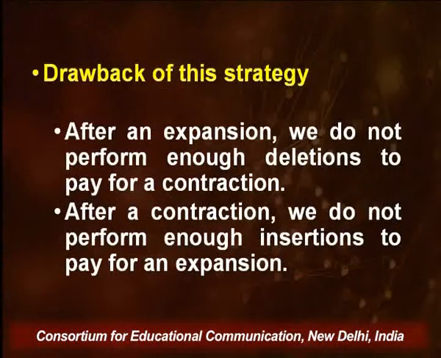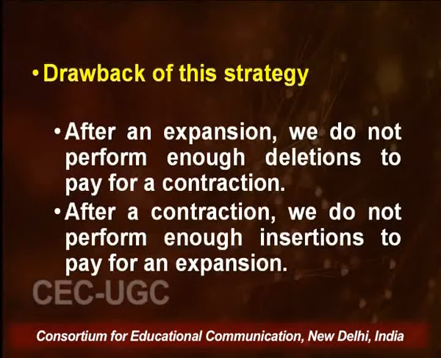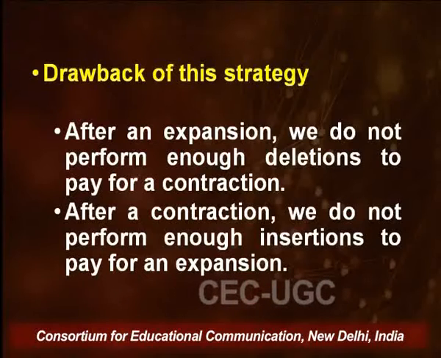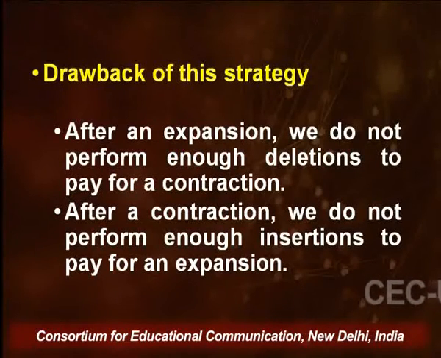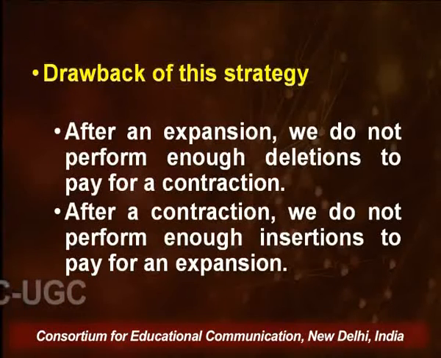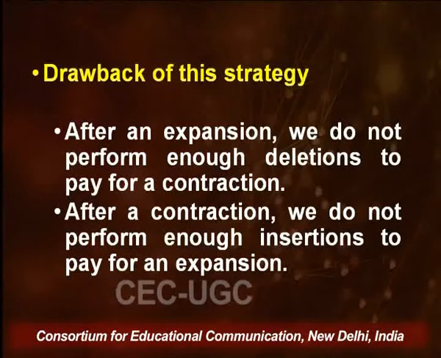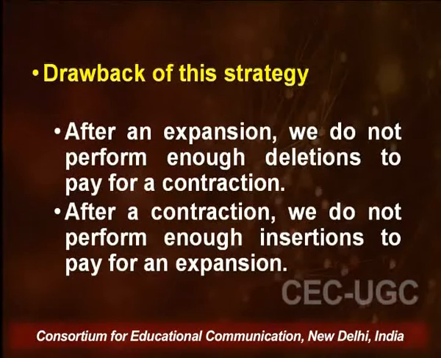Now in the previous lecture we have also seen that there is a problem with this strategy. Although the strategy seems quite reasonable, what is happening here is that after an expansion not enough deletions take place which are required to pay for a contraction, and similarly after a contraction not enough insertions take place to pay for the expansion. So this is the glitch, or the bottleneck, here.